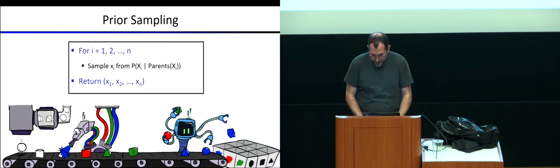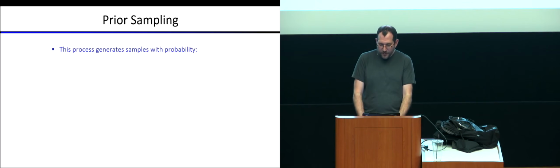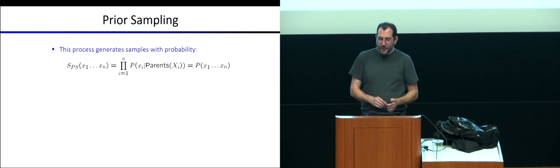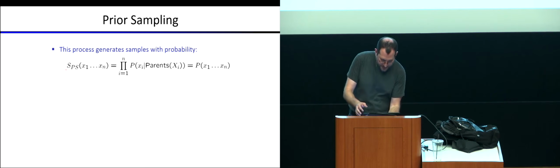After you sampled all the nodes, you return it. That's your sample. How many samples do you want to draw? That's up to you. So we already talked about this process generating samples with a certain probability. So let's parse this expression.